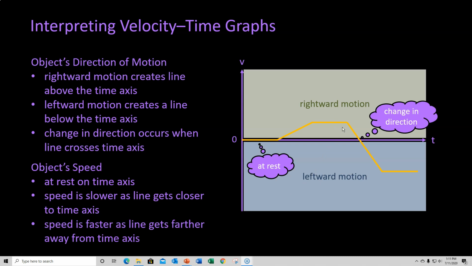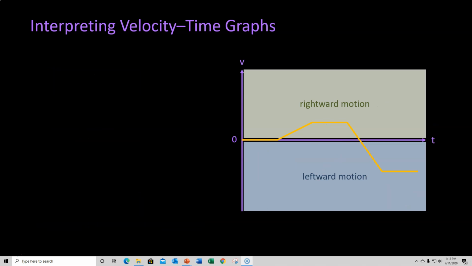So if we look at these two lines, this one indicates a slower speed than this one, because this line is closer to the time axis than this line. This line is further away from the time axis. So it doesn't matter whether it's in the positive region or the negative region. The closer you are to the time axis, the slower the object's going.